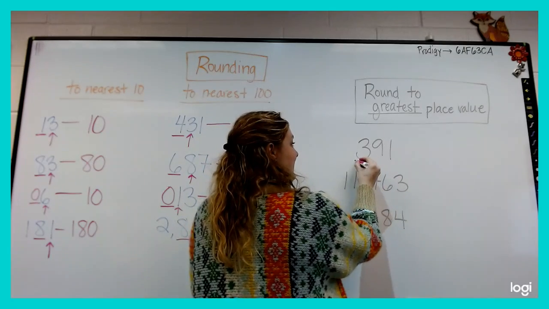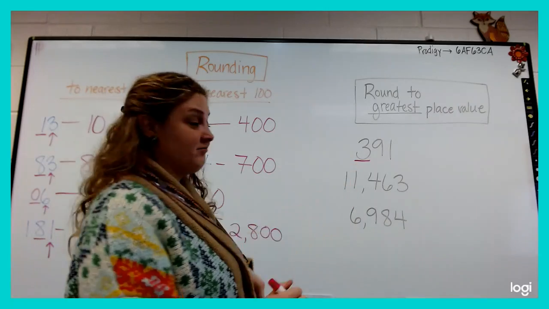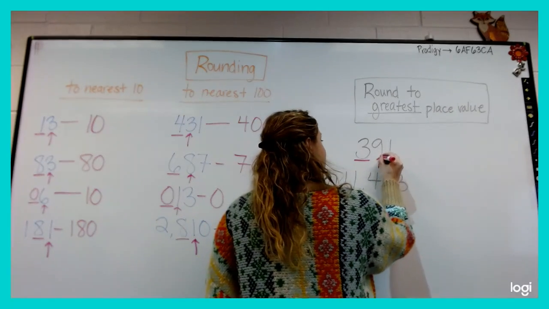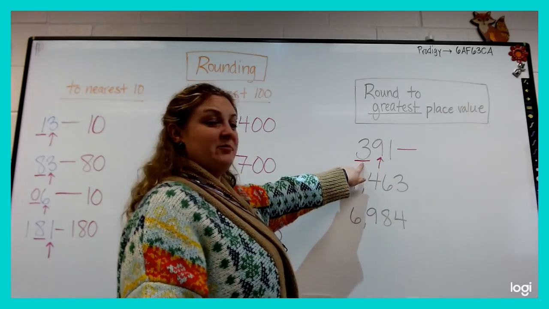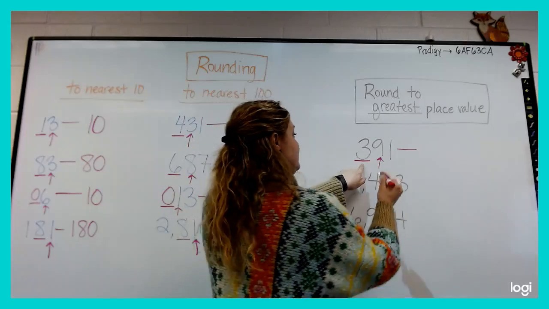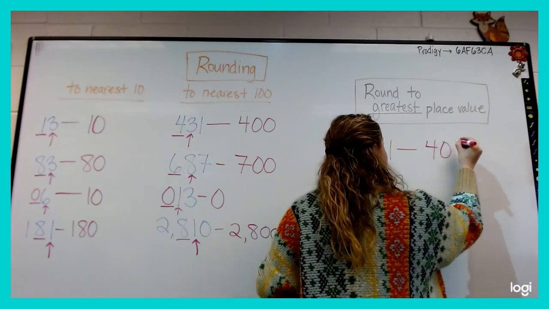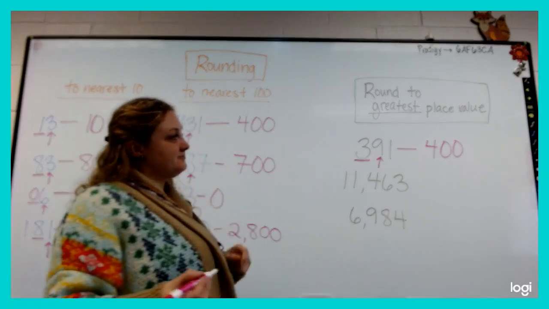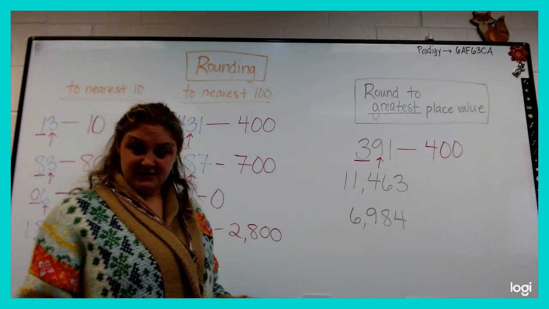So I will underline my digit with the biggest value, which in this case is my 3. And I'm going to check the neighbor. Okay, so if I round this, what does the 9 tell me I'm doing with my 3? Bump it up, right? So my 3 becomes a 4, and everything after it becomes placeholder zeros. All right, so we rounded that number to its greatest place.